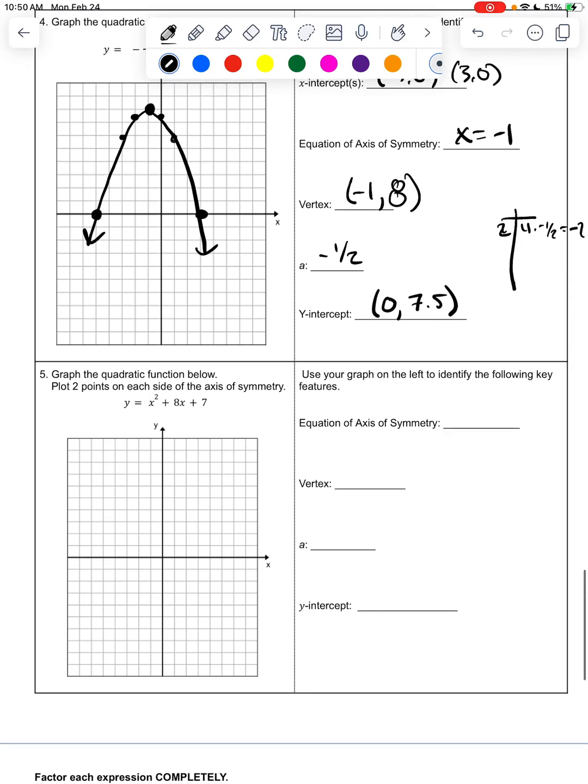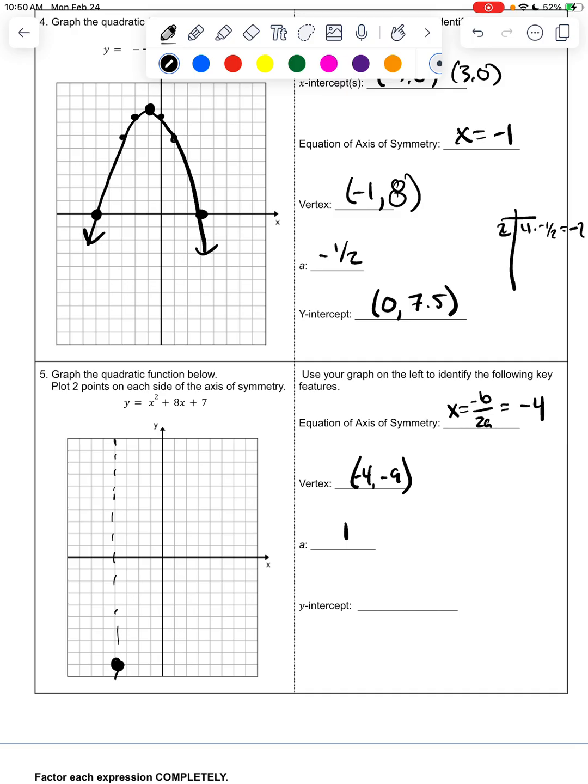Okay, number 5 says plot 2 points on each side of the axis of symmetry. That's a reminder that 5 points is what we're looking for. Axis of symmetry here, reminder, x equals the opposite of b over 2a. In this case, that's -8 over 2, or -4. So x = -4, we have our axis of symmetry. Mark that with a dotted line. Substituting in -4, that'd be 16 minus 32 is -16, plus 7 is -9. So (-4, -9).